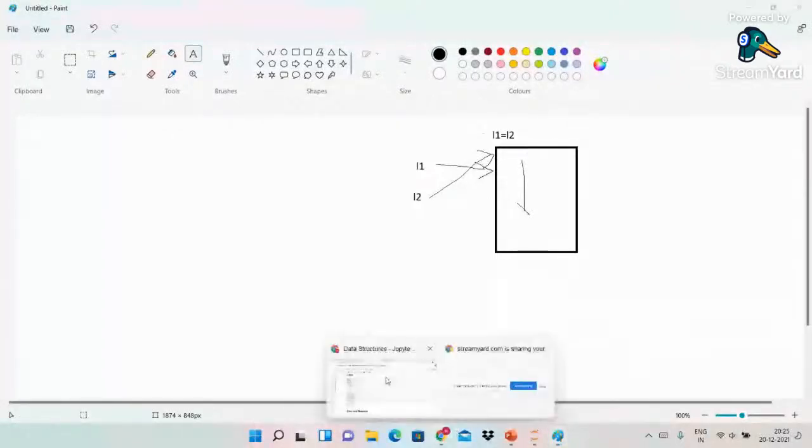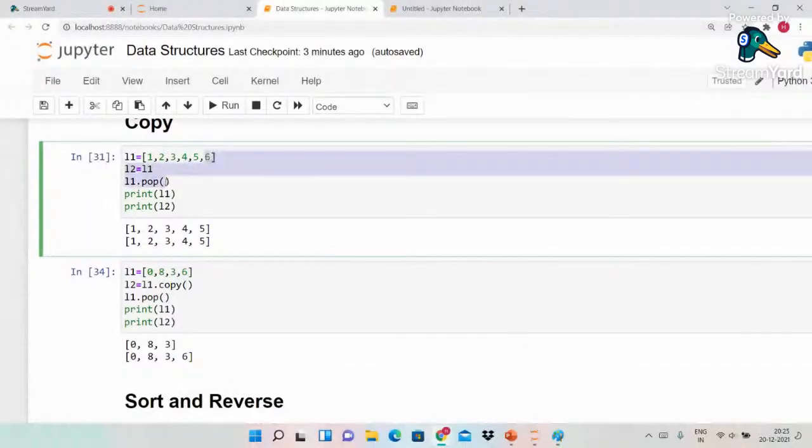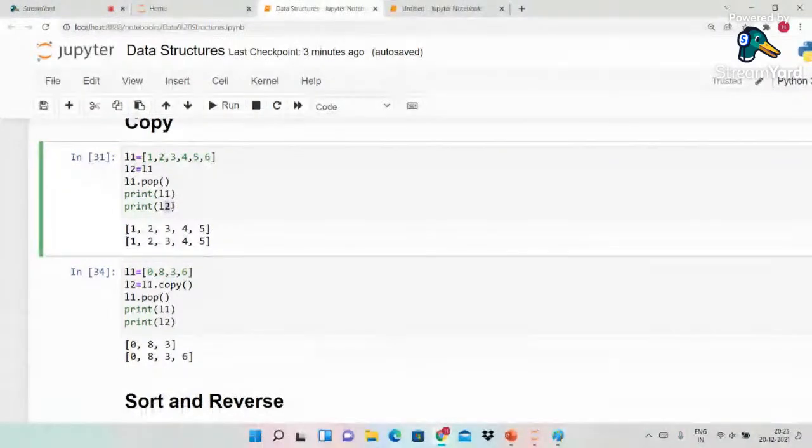That is the reason whenever you change something from L1, it will affect L2 as well. See, now you have performed L1.pop. That means you are popping out the element at the last index, which is 6. Now the same change is reflected in L2 as well. But did we pop from L2? No, we did not. But still the change is reflected here also, since they are referring to the same memory location.